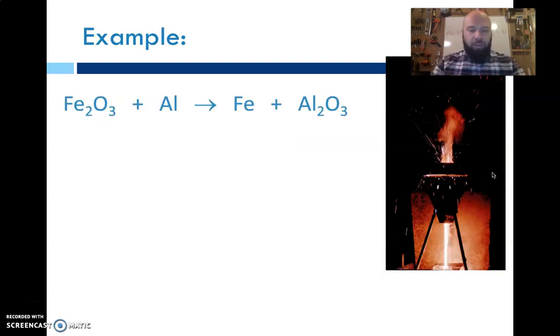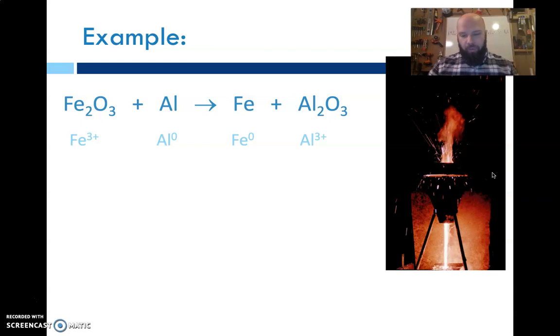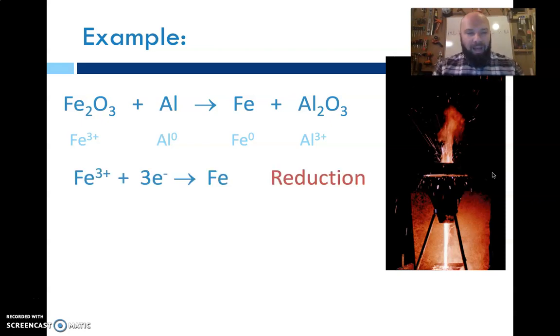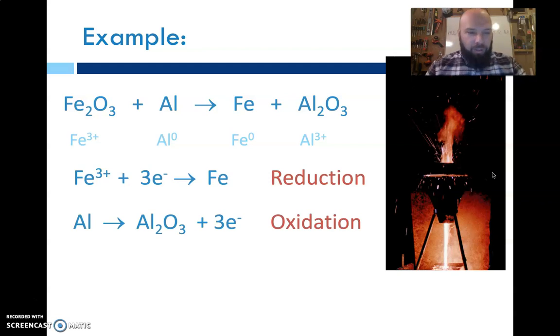So here's an example of iron oxide combining with aluminum. The iron changes from an oxidation state of 3+ to 0. We're going to talk about these oxidation numbers in 1 second. And the aluminum goes from 0 to 3+. So if you wrote the half reactions, iron, which had a positive charge of 3, is gaining 3 electrons and thus being reduced. Aluminum is making aluminum oxide and thus being Al 3+ to show the oxidation.